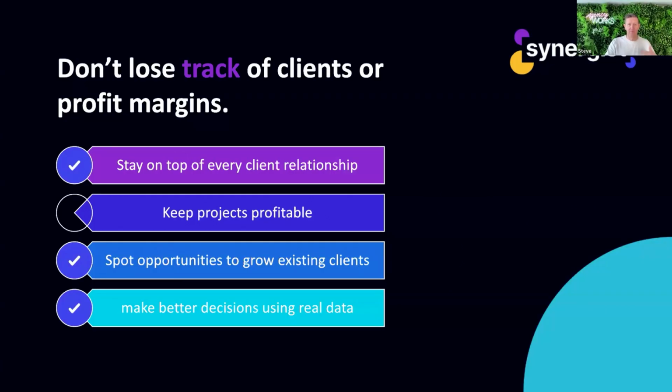We're looking at staying on top of the relationships by tracking interactions, activities, and having tasks in one place so nothing gets forgotten. Keeping, hopefully, your projects profitable, so setting clear targets, having real-time visibility and early warning signs when over-servicing is starting to creep in. Spotting opportunities to grow existing clients, so seeing exactly which services you're using and the ones they're not. And then finally, making better decisions using real data so you can focus your time and energy on the clients that actually drive value to your agency. And hopefully by the end, you should have a clearer picture of how to manage clients more proactively, protecting margins while still delivering a great client experience.